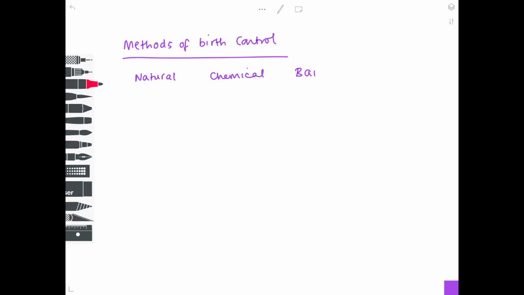We now need to look at methods of birth control. So this is a way of avoiding getting pregnant. They can be split broadly into 4 categories, which is natural, chemical, barrier, and surgical methods. And they all vary in terms of how effective they are.